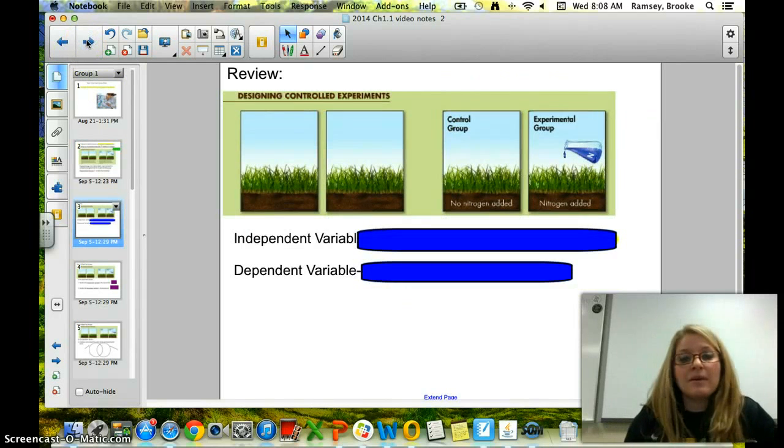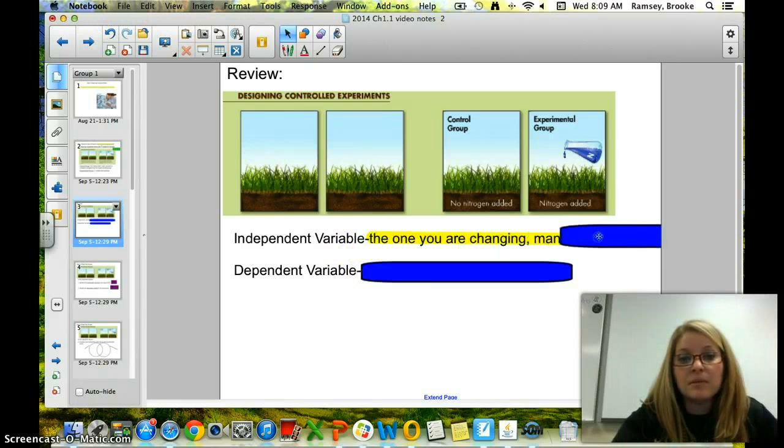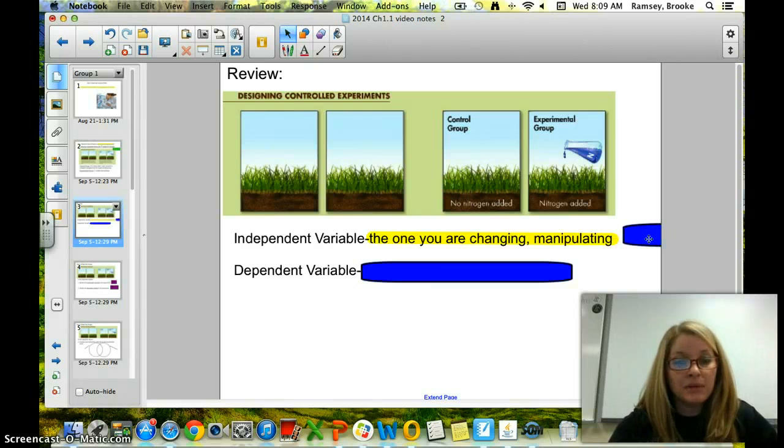We're also going to talk about independent and dependent variables. Independent variable in this experiment is the one thing that we as scientists are changing, that we are manipulating. The dependent variable is what in our experiment is responding to the change.